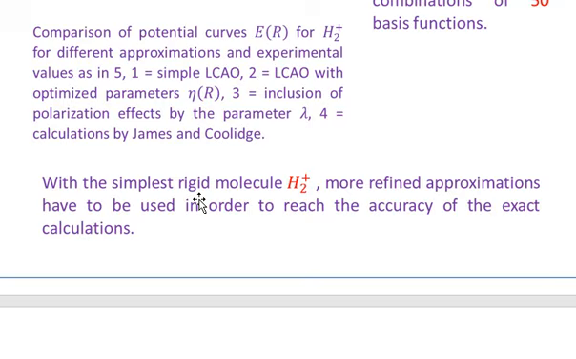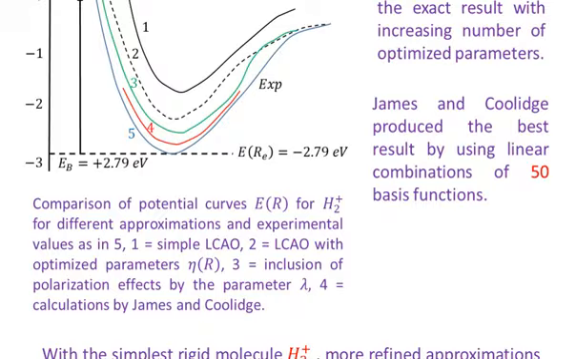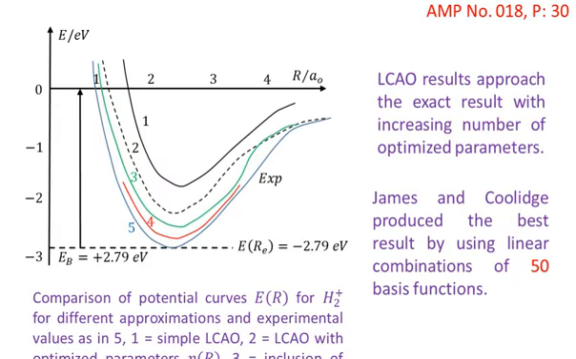Even with the simplest rigid molecule, the singly ionized H2 molecule, more refined approximations have to be used in order to reach the accuracy of the exact calculations. As is obvious from these curves, more accuracy is required for the calculations given in number 4 to meet the experimental data given in number 5.